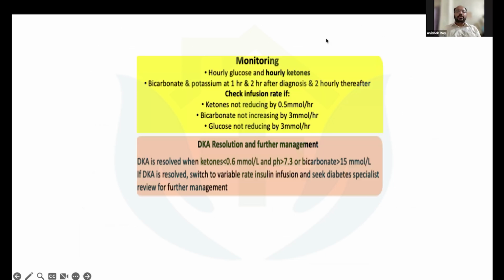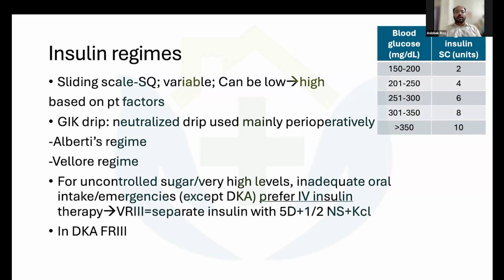So monitoring, as I said, you monitor the serum ketones and the serum sugars, and DKA is resolved when your anion gap is closed. You can also monitor the ketones if you have the facility. Ketone should be less than 0.6. Less than 1 is also sufficient. If it is less than 1, that is also appropriate. This I have already discussed.